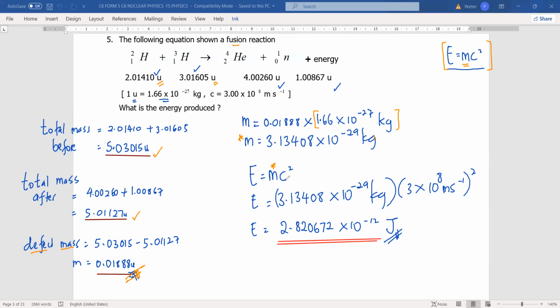So substitute here. c is always the speed of light. So always use c equal to 3 times 10 to the power of 8 meters per second. So you substitute here, you get the c value here, and you get the final answer, 2.820672. This is the energy released when one single atom of helium is formed, when deuterium and tritium fuse together. Actually, this happens in the core of the sun.